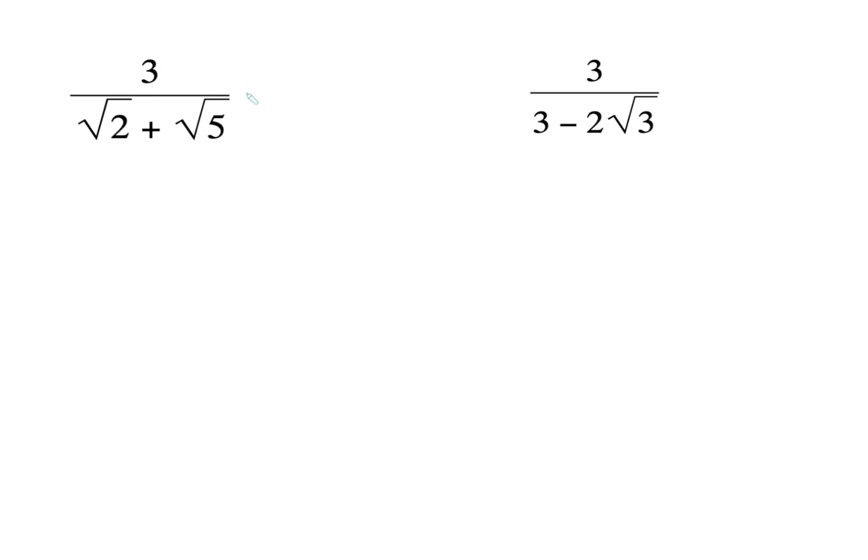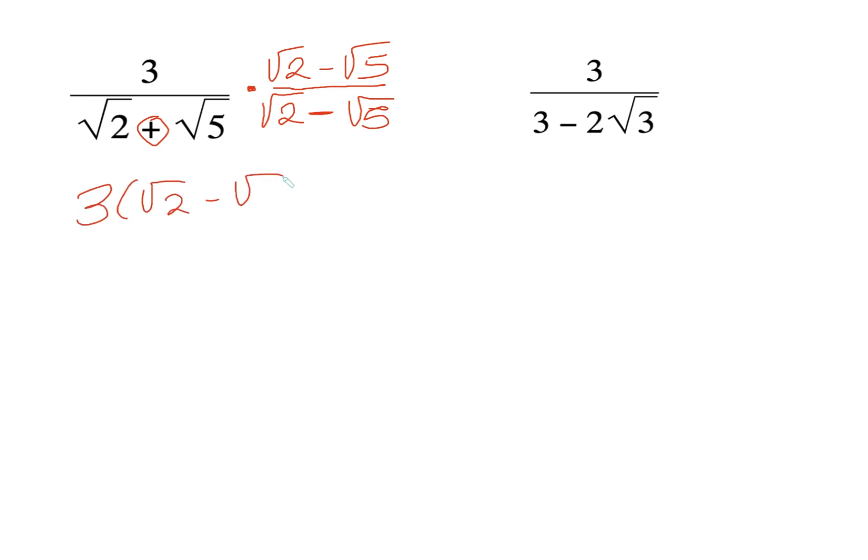Okay, the last two. I have 3 over radical 2 plus radical 5. We need to multiply by the conjugate. So remember, I keep my first term. This is a plus, so it will be a subtract, okay? And I keep my second term. So my conjugate is radical 2 minus radical 5. My numerator is 3 times radical 2 minus radical 5 over.